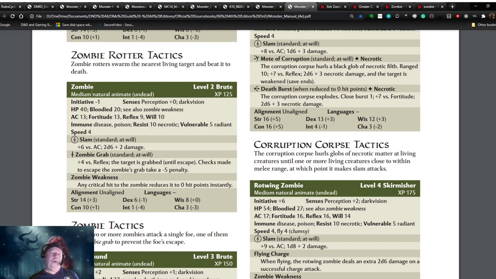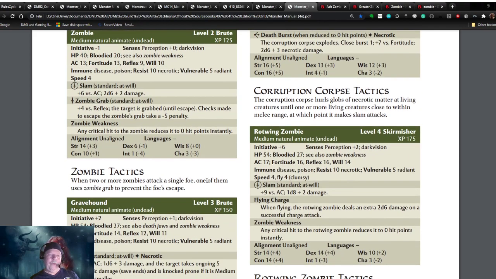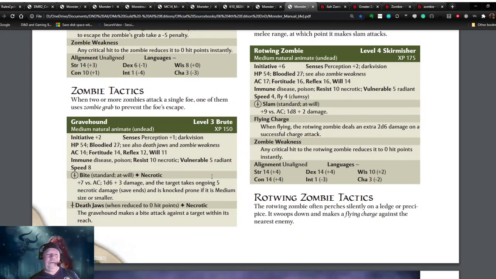So a normal zombie is a level 2 brute. 40 hit points, armor class 13. It does a slam for 2d6 plus 2 damage. And zombie weakness: any critical hit to the zombie reduces it to 0 hit points instantly. Zombie tactics: 2 or more zombies attack a single foe. One of them uses zombie grab to prevent the foe's escape. So then there's a Gravehound, level 3 brute.